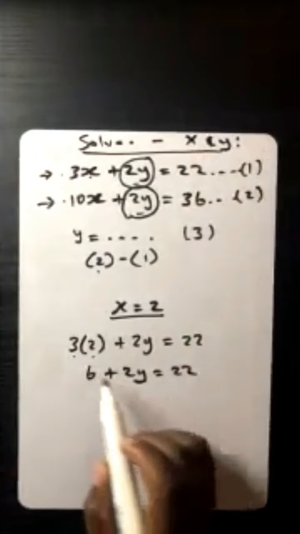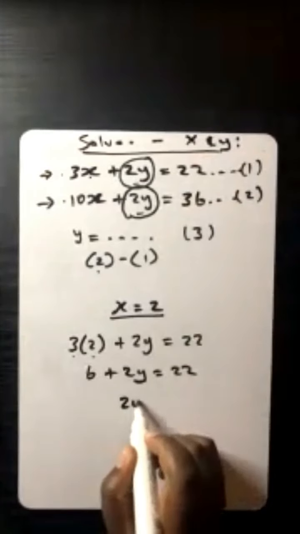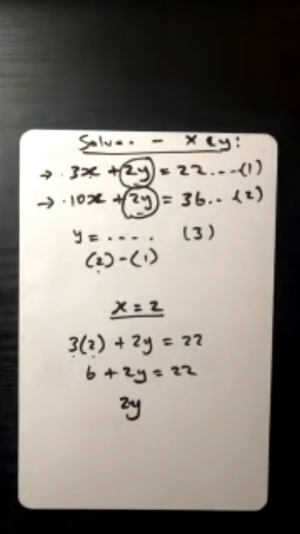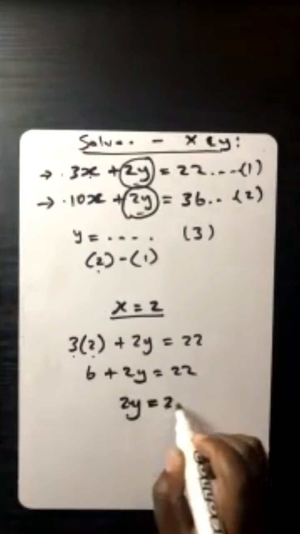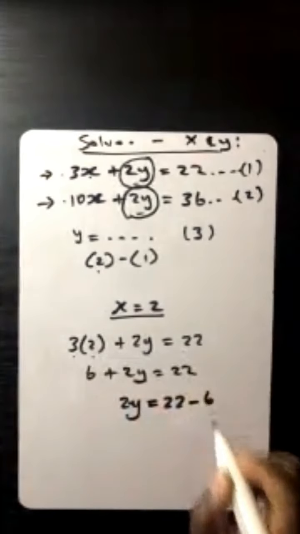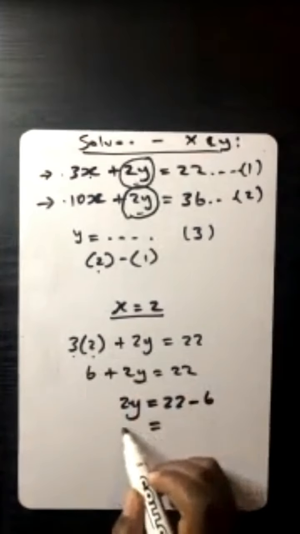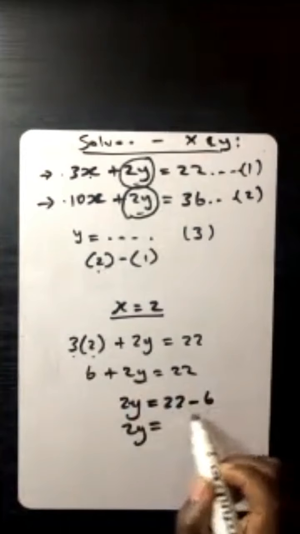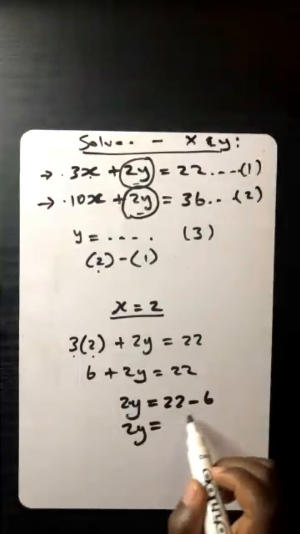So in this case, you transpose only 6 because with 2y, there's no sign of a plus or a minus in between. So that means you only have 2y on this side, which is equals to 22. You transpose that, then it becomes minus 6, which is 2y is equals to 16. 16, what is it? Okay, 16.